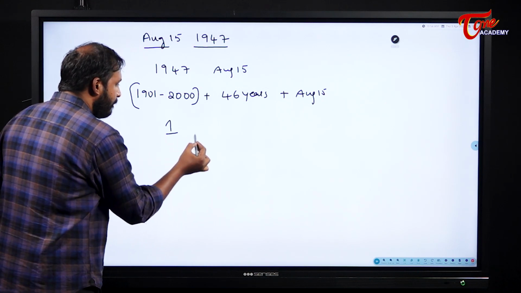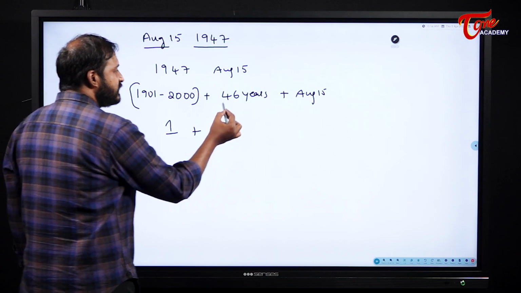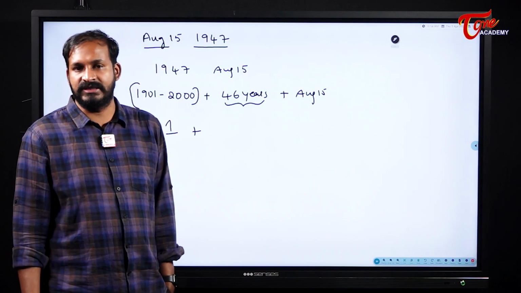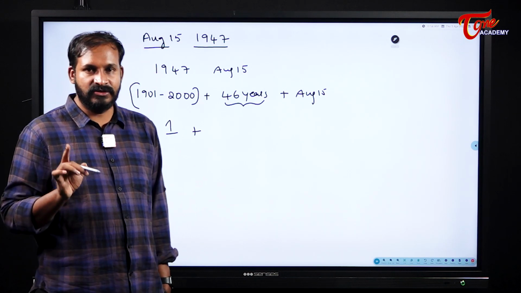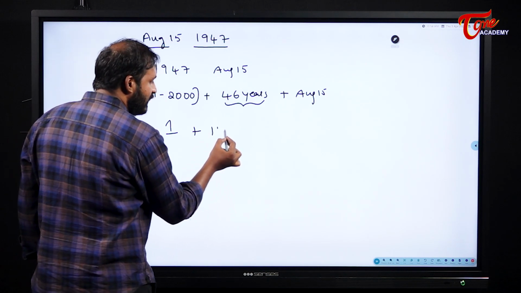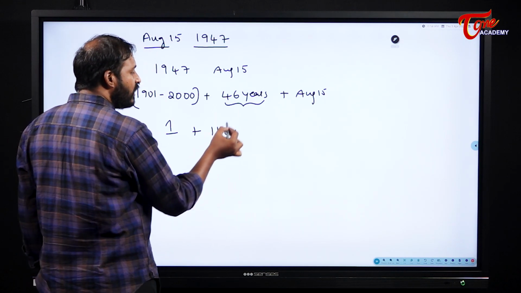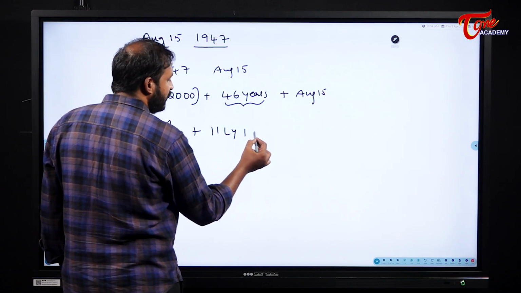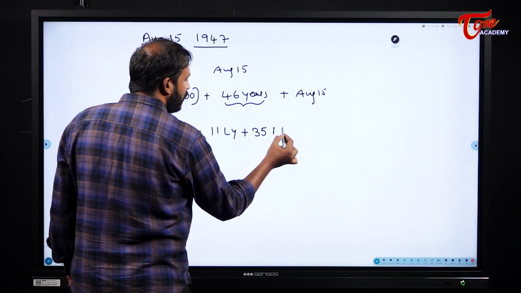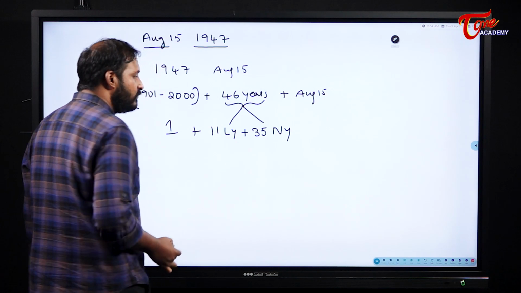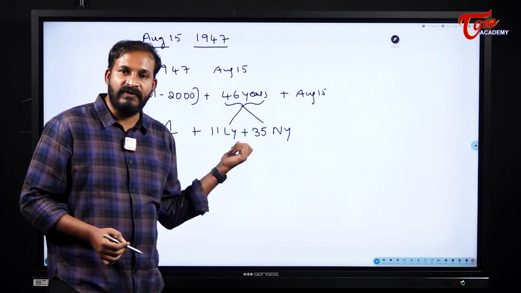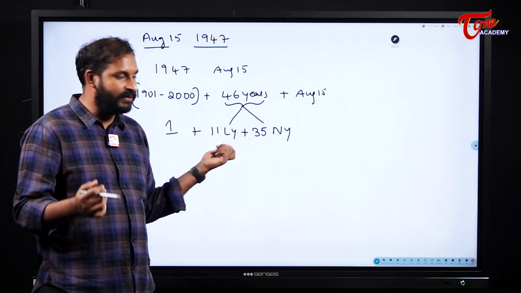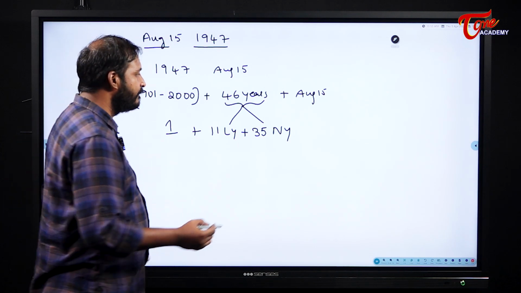1 plus 46 years. In 46 years, how many leap years will I have? 46 by 4, 4 11s are 44. So exactly 11 leap years. Out of 46, if 11 are leap years, what about non-leap years or normal years? Normal years are 35 in number. So this 46 I will divide into leap year and normal year cases. So 11 we will have leap years and 35 we will have normal years.